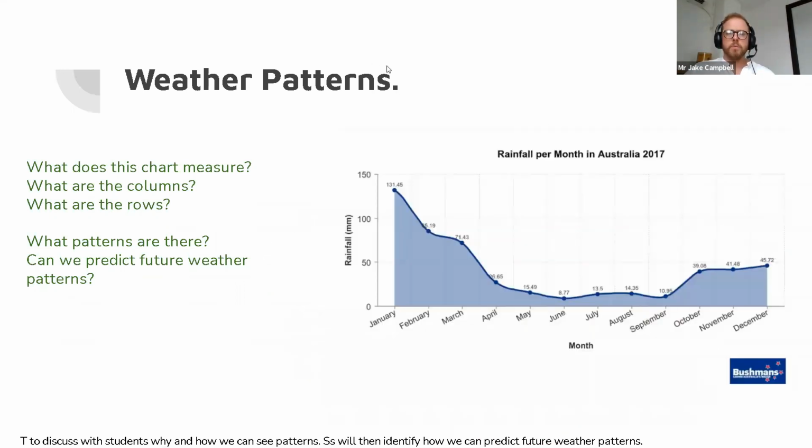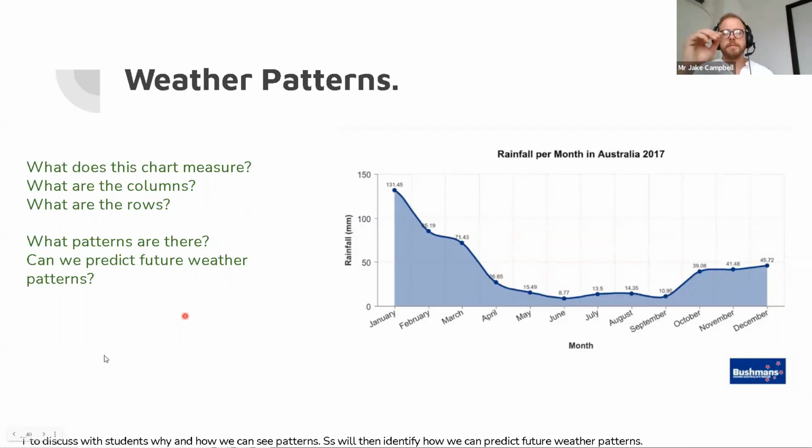Okay, Leo, what does this chart measure? It measures rainfall. Perfect. It does measure rainfall in a year. We can see that the table is set up very similar to the previous one, but we just do rainfall. So we have all the months in the columns and we have units of measure, millimeters, in the rows.